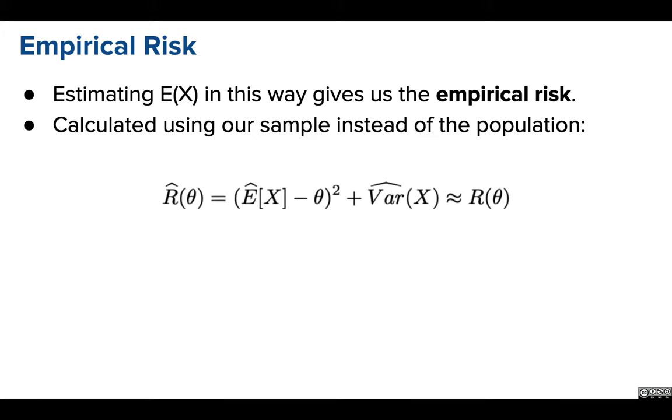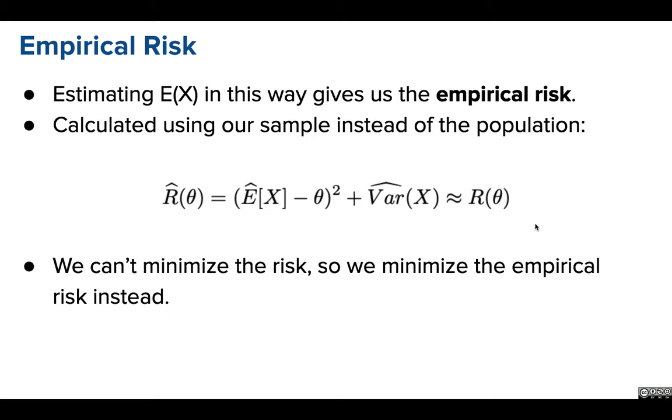Okay, so what I've done here is I have the exact same equation for risk, but I put hats over everything to denote the fact that we're talking about stuff that's based off our sample instead of stuff that's based off our population. And we have here the empirical risk is equal to the empirical expected value plus the empirical variance. And this equation here is approximately equal to the real statistical risk. Okay, so we have some approximations, but now we actually have something we can minimize, right?